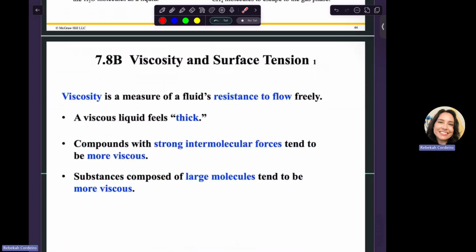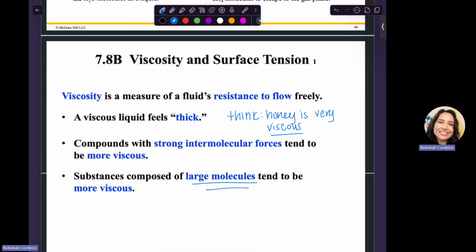Oh, and then these last two are related to intermolecular forces as well. So viscosity is the resistance to flow. Viscous feels thick. I want you to think honey. Honey is very viscous. It doesn't flow, it's thick. And so it has a really strong intermolecular force because honey is a sugar and a sugar has hydrogen bonding. It's a really big molecule. It's got a lot. So it's a large molecule. Water has hydrogen bonding, but it's a smaller molecule, so it's not viscous as much. Even though it has really strong glue, it's a small amount of it, versus honey, which is a strong glue and a lot of it.